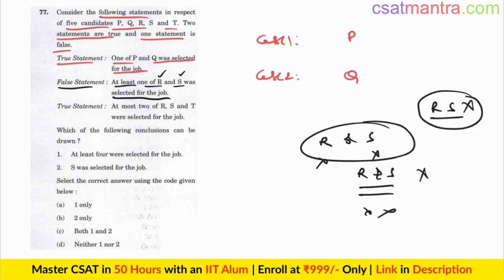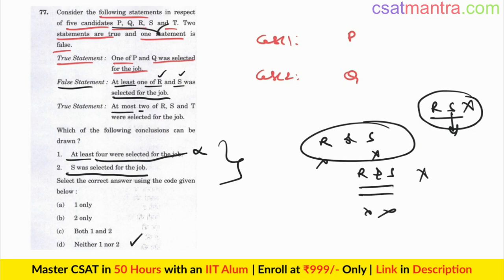When R and S are not selected for the job, out of 5 people, how can you say at least 4 were selected for the job? So we cannot say 4 are selected for the job. We cannot say S was selected for the job because S is not selected for the job. So answer is D. We cannot draw both of these conclusions.